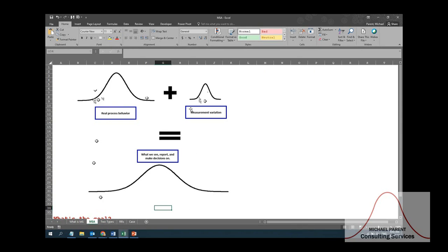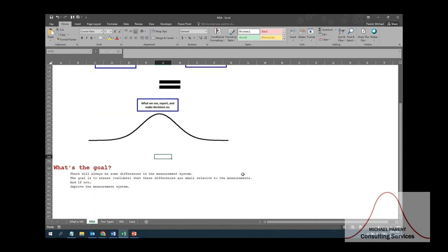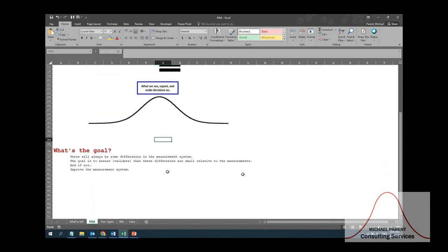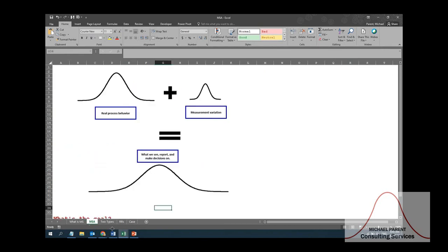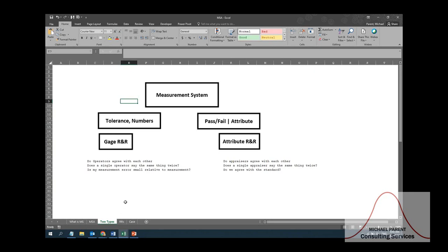So this big normal curve, this big variation curve, is what we see, report, and make decisions on. And the goal of MSA, a measurement system analysis, is essentially just to validate, to make sure that our measurement systems are in fact good, and that they're reliable and that we can trust them. And if not, we want to improve that system. And that in and of itself is a good continuous improvement project, as I'll show you at the end with that case.